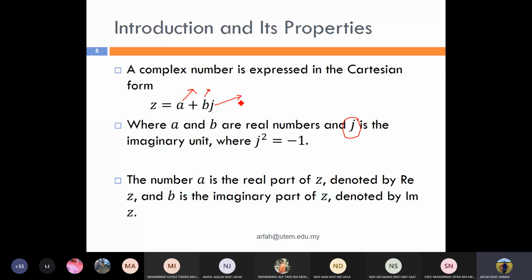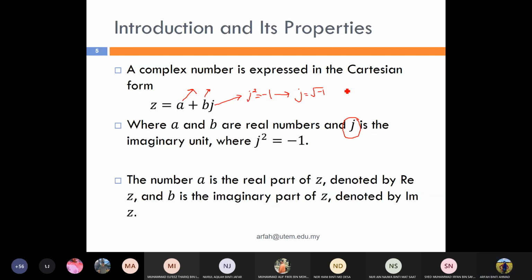Where j squared equal to minus 1 and j is actually square root of minus 1. Okay. This is the complex number. J tu yang mewakili complex number. So the number a is the real part of z, denoted by real of z, and b is the imaginary part of z, it's denoted by imaginary z. So in the simple form, we just write it as Im, stand for the imaginary of z. Okay. Any questions so far?